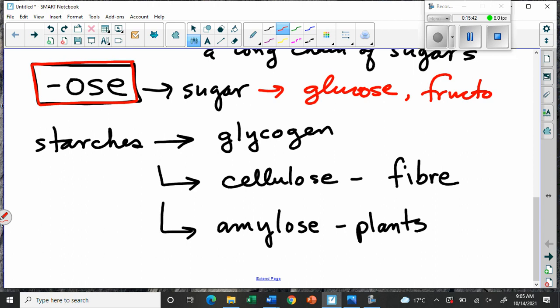Fructose, those are two examples, but there are many. There's too many for us to get into. But all we have to do is remember that if they end with this "-ose," then they're probably a sugar of some sort. And these are the carbohydrates.